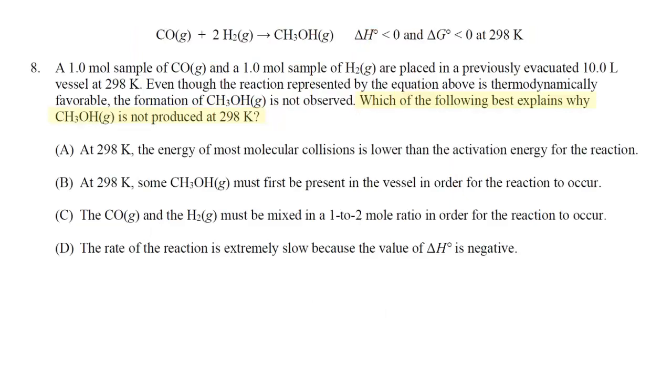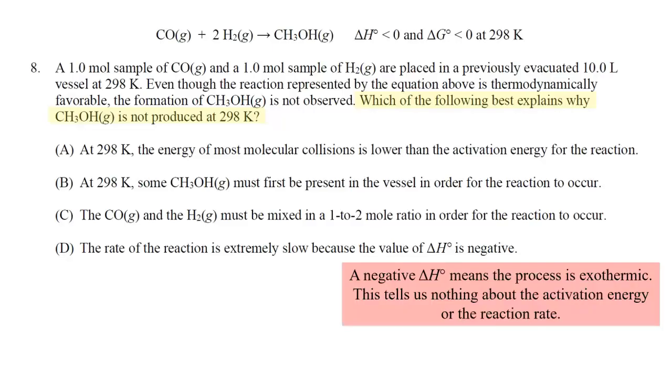All right, I'm going to start with choice D and then work my way up to choice A, looking at these four choices. So choice D says the rate of the reaction is extremely slow because the value of delta H is negative. But as I just mentioned, a delta H or a delta S or a delta G tells us nothing about the activation energy or the reaction rate. So simply knowing that the value of delta H is negative, that just means that the process is exothermic. But this tells us nothing about the activation energy or the rate, so I'm going to eliminate choice D.